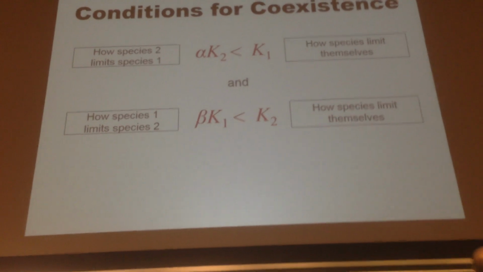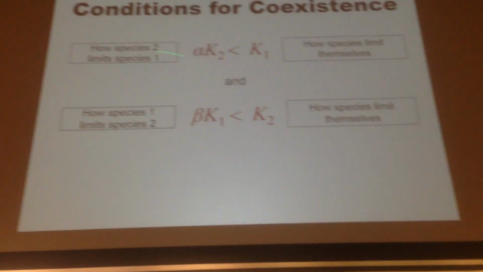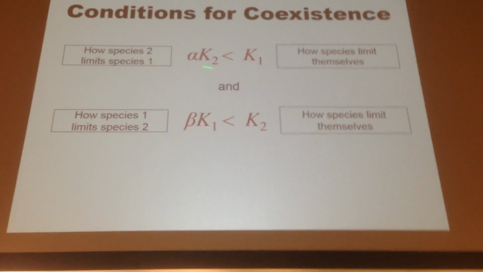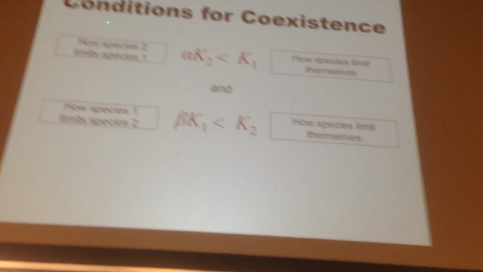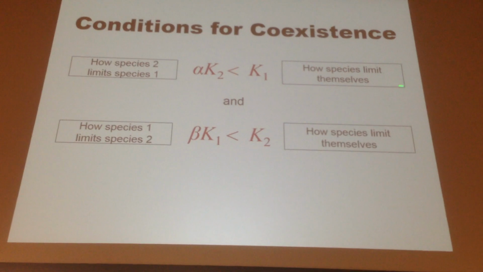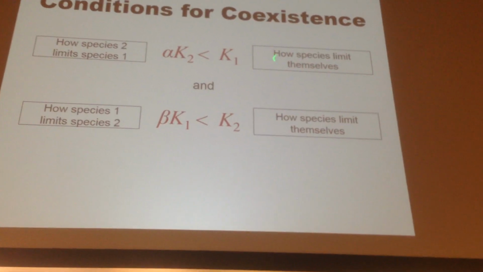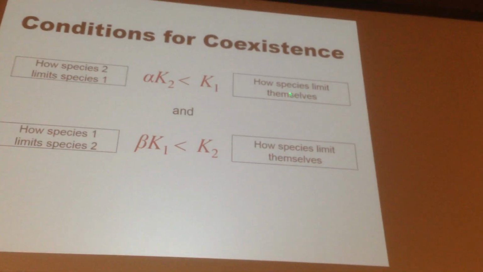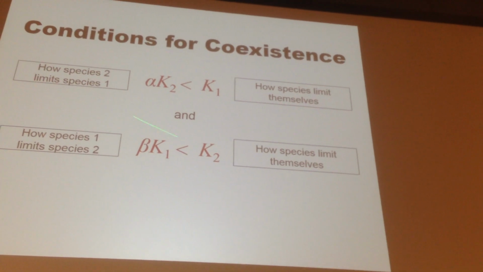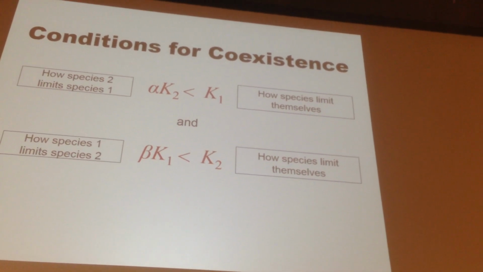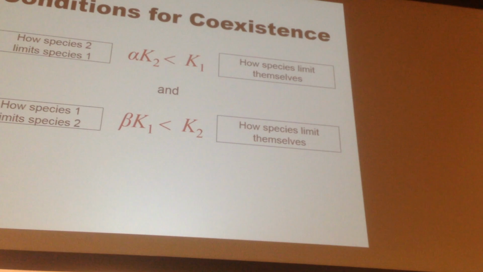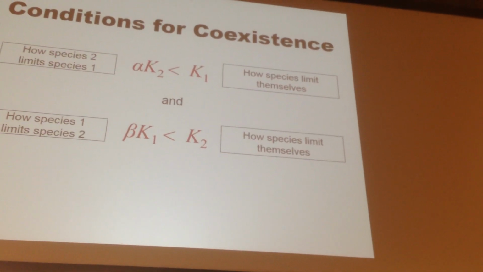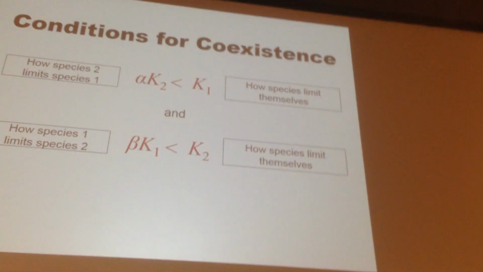Okay, I just added these words here, which might help you to think about it. Basically what you're saying is you want species 2 to limit itself more than the other species limit it, and you want it to also be true for the other species. Each species has to limit itself by having a low K to the point where it never gets abundant enough that they compete and outcompete each other.